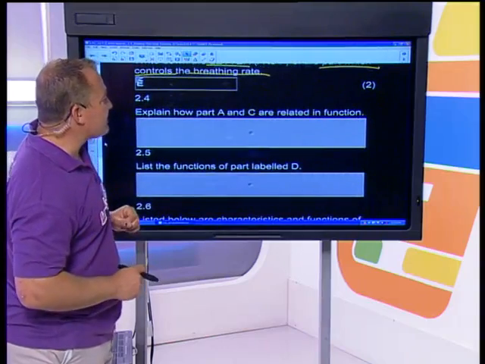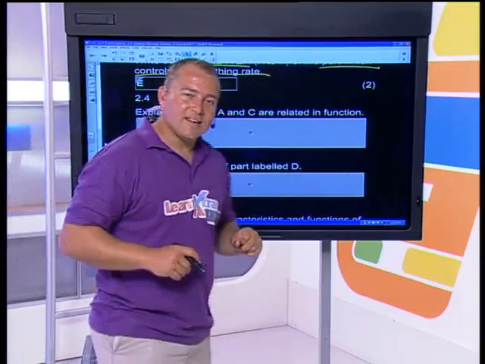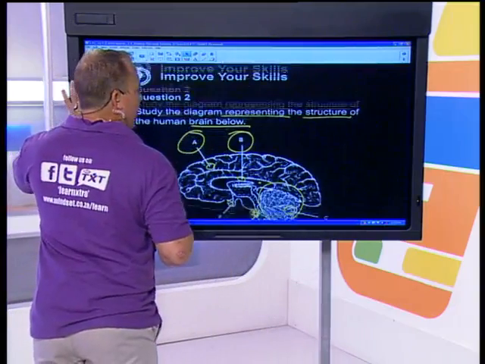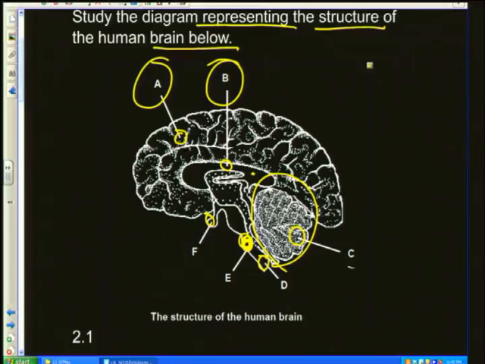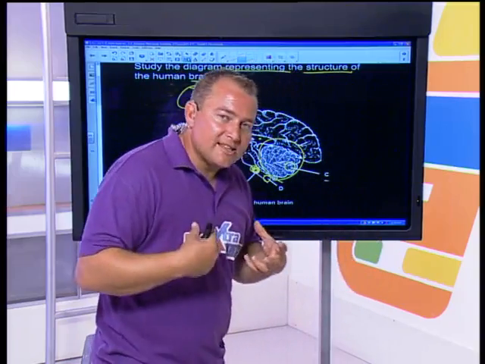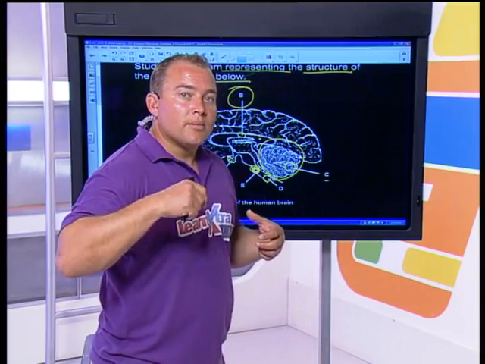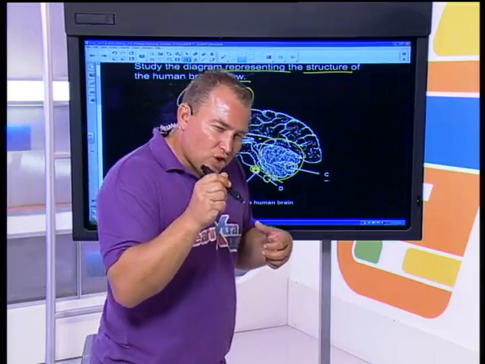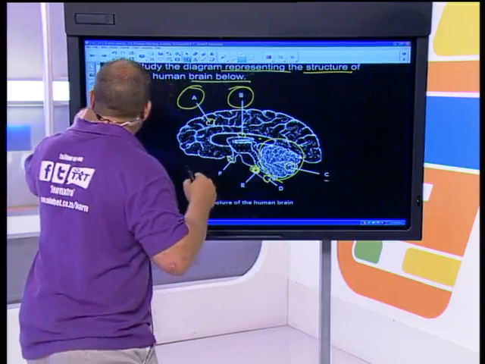Explain how parts A and C are related in function. Okay, A and C. Let's go, there we go. A has got to do with movement, and C has got to do with fine motor skills. Okay, so that's how they're related. Even though they both got movement in it. One is, I need to move my arm. The second one tells you you need to move it in a certain way to get accuracy. Right, it's very important that you remember that.